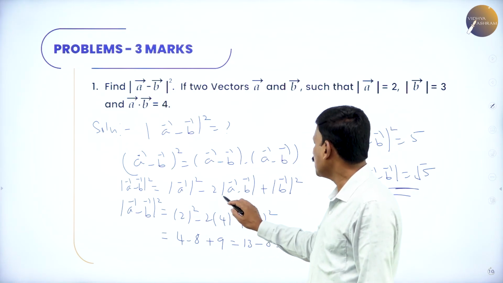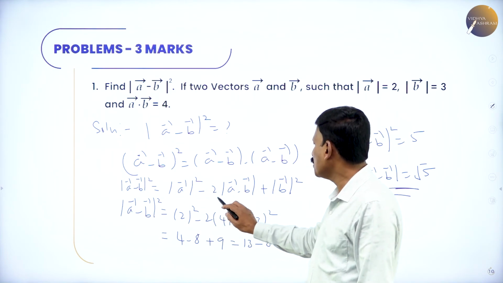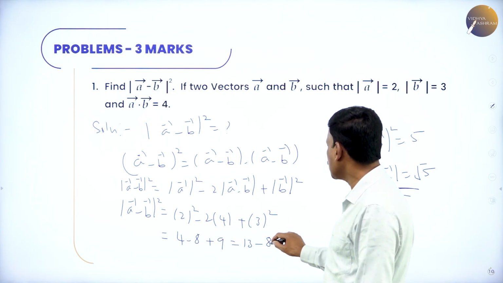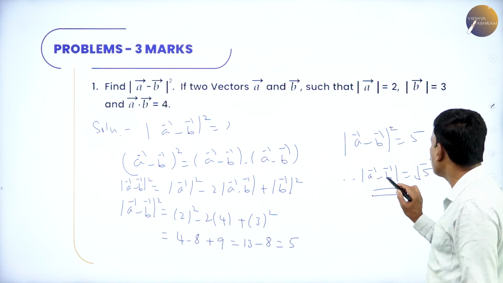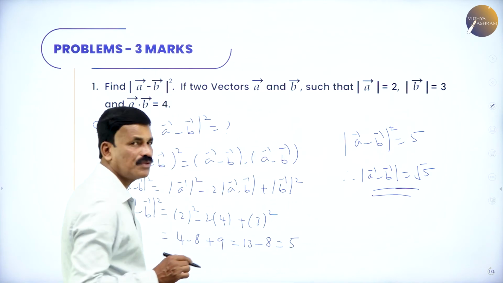So a square minus 2 times a dot b plus b square. a square is 2 square, 2 into a dot b is 4, b square is 3. So 4 minus 8 plus 9 is 13 minus 8 is equal to 5. So a minus b whole square is equal to 5. Therefore magnitude of a minus b is equal to root 5.